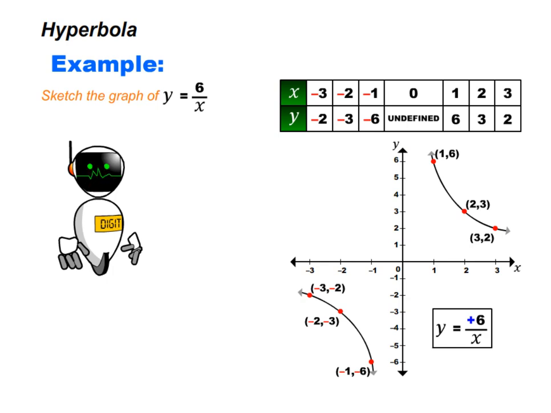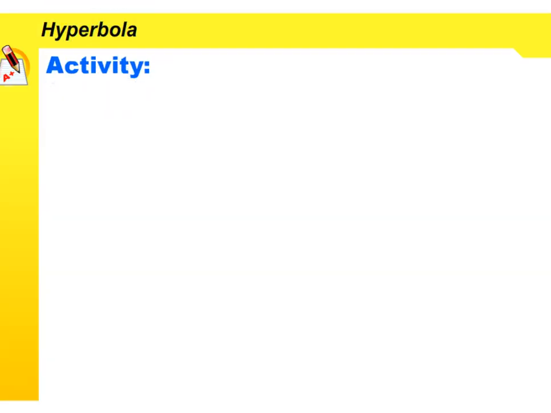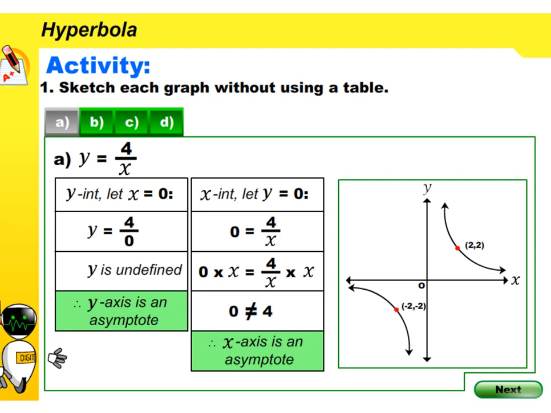Tell us quickly, what is an asymptote? An asymptote is simply a line where the graph approaches but it does not touch. The graph approaches the y-axis but it doesn't touch it. Similarly, it approaches the x-axis but it doesn't touch it. Now that you have worked with hyperbolas, let us see if you can try this activity. The first one has been done for you.